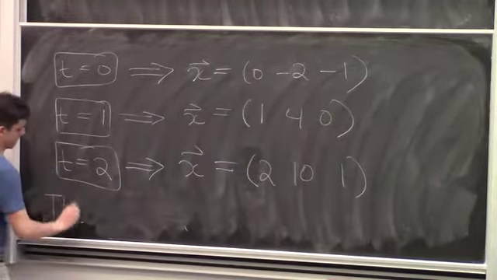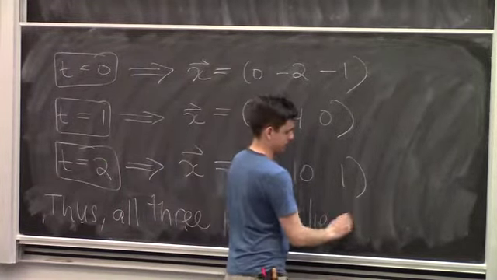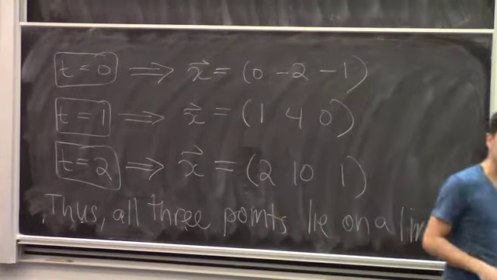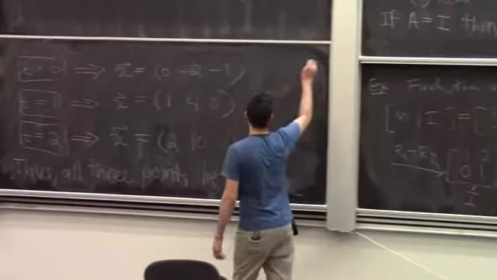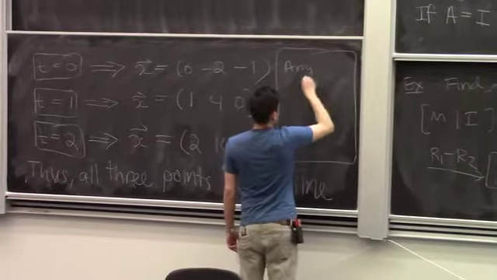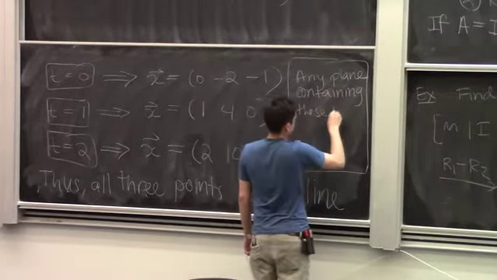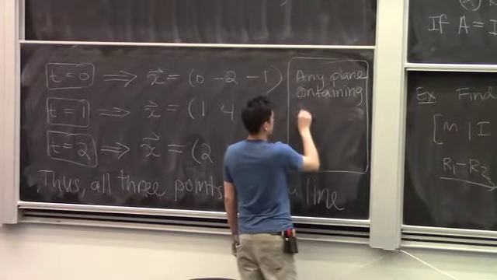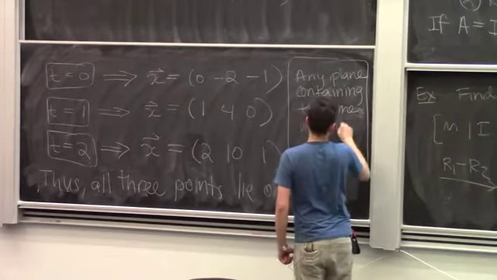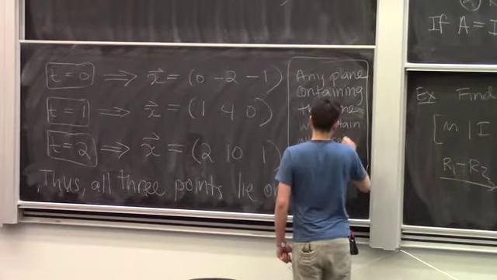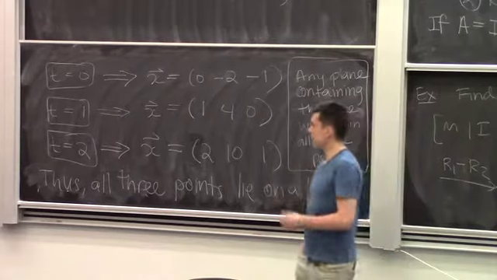Okay, so thus all 3 points lie on a line, and any plane containing that line will contain these 3 points. Okay, any plane containing this line will contain our 3 points. Okay, and then there's infinitely many planes that'll contain these guys.